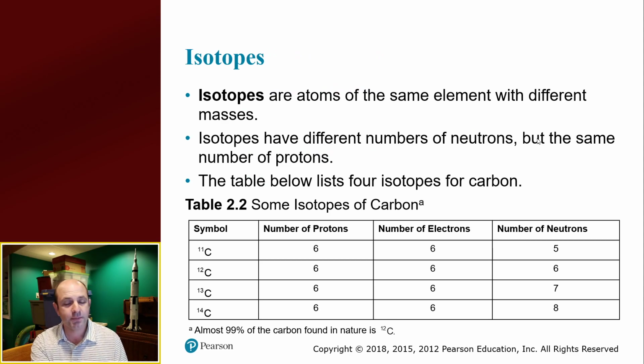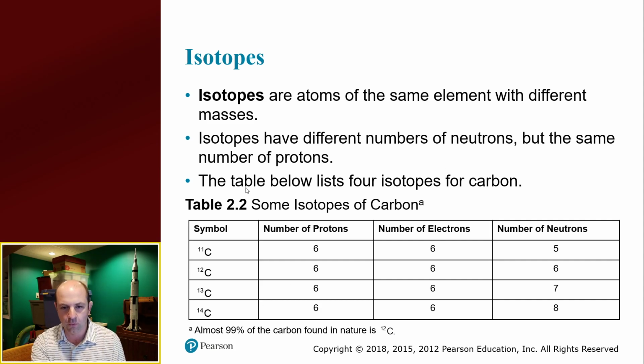So this is one of the places where Dalton was incorrect. He said all atoms of the same element were identical. Turns out, not really. They're close, but not exact. They're all identical in the number of protons, but they are different in the number of neutrons. So remember, iso means the same, and so isotopes have the same protons.